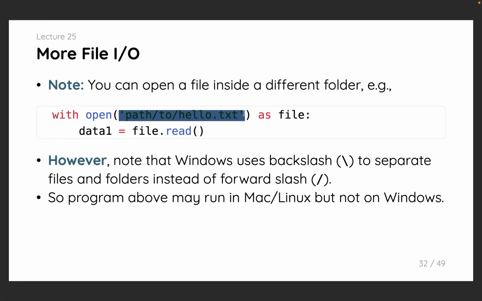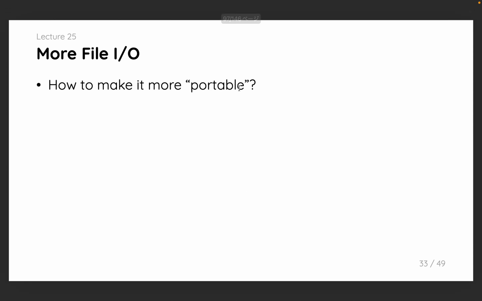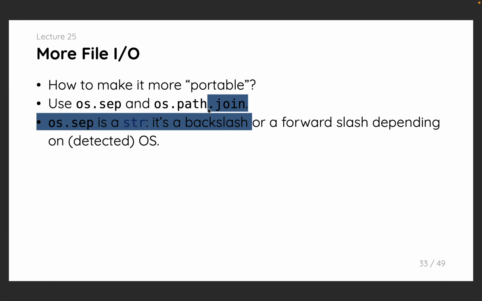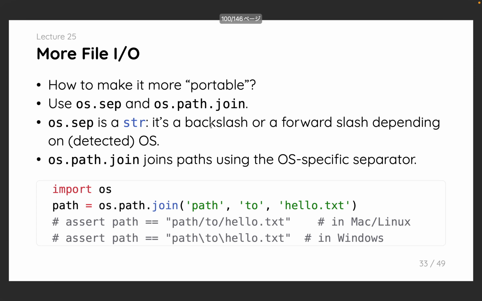So how do we fix this? How do we make this more portable? For that, we have the os library from the standard library. We have the separate and the join functions. Just like with strings, they can separate a path as well as join multiple parts of a path into one. So this is how you would use that.